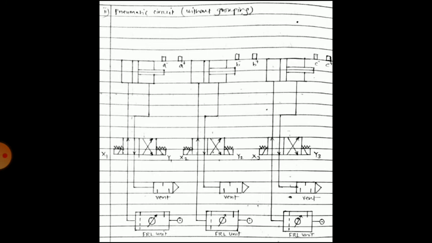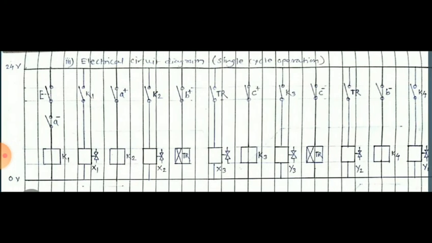So after energizing X3, there will be the straight flow, and you will get the forward stroke of cylinder C after some time, after a delay. So C plus you will get. Now when the piston rod reaches C plus, you can see C plus is the seventh vertical line.